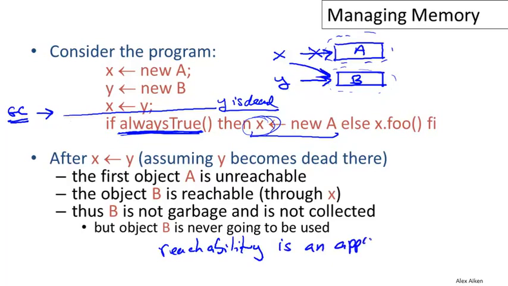And by that I mean it's an approximation for the objects that will never be used again. What we're really interested in when we do garbage collection is collecting objects that will never be used in the future execution of the program, because obviously that space is wasted and could be put to some other use that might be better. And reachability approximates that. So if an object is unreachable, it definitely won't be used again. However, just because an object is reachable, it's not a guarantee that it will be used again.